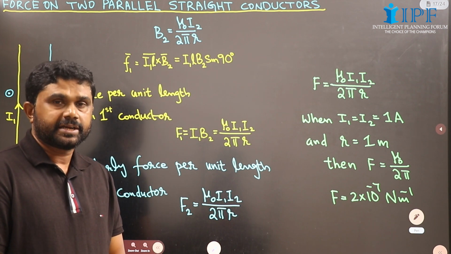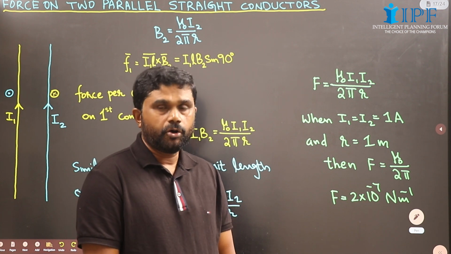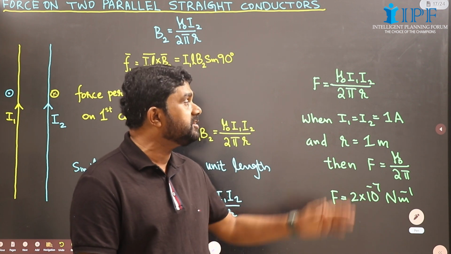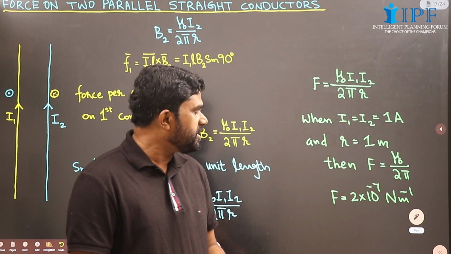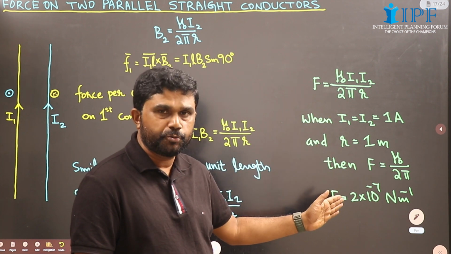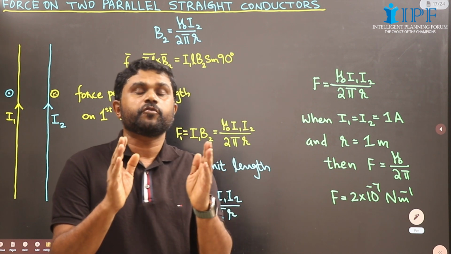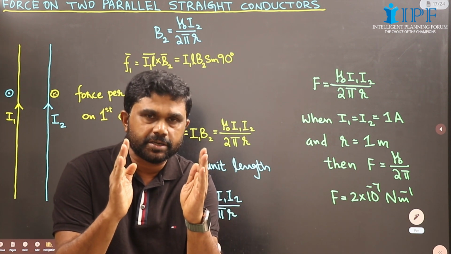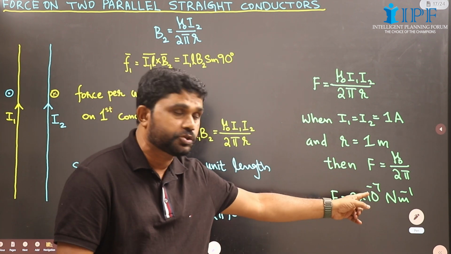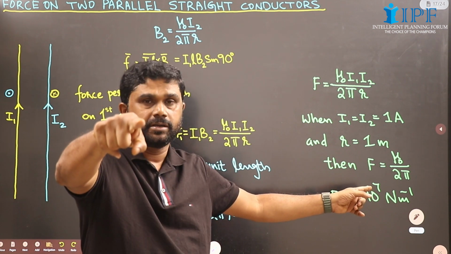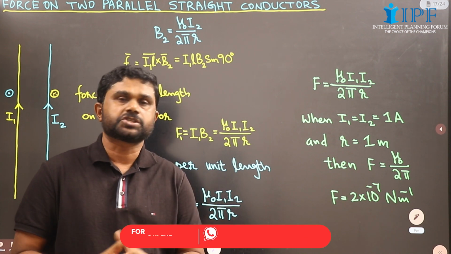Now children, let us assume that the two conductors carry equal current, each equal to 1 ampere, and the separation between them is 1 meter in vacuum. If we put these values, we will get the force per unit length as 2 into 10 raised to minus 7 Newton per meter. So if the force per unit length on two parallel conductors carrying equal current kept at separation 1 meter in vacuum is 2 into 10 raised to minus 7 Newton per meter length, then the current in each conductor is 1 ampere. That is the definition of ampere.